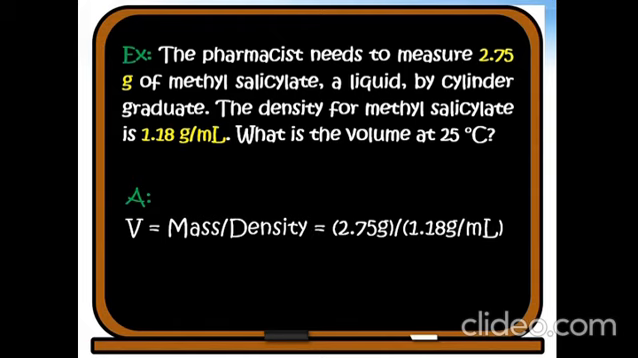The mass from this question is 2.75 gram. And the value of density is also provided by this question. That is 1.18 gram per ml. So we just build up the equation and calculate. The volume at 25 Celsius is 2.33 ml.